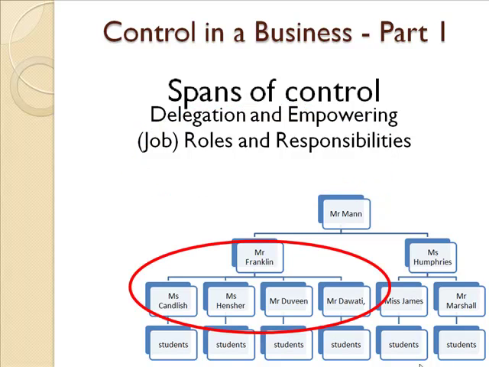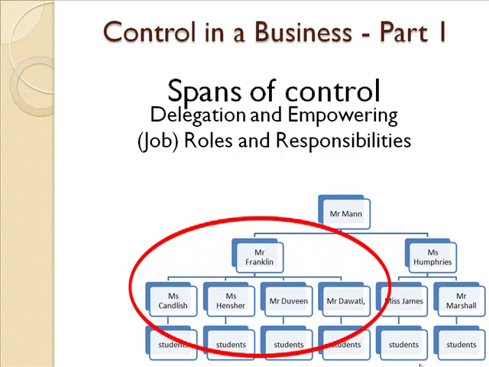A span of control is the amount of people that you are responsible for. So you can see here that in the humanities department, Mr. Franklin is responsible for Ms. Canlish, Ms. Hencher, Mr. Devine and Mr. Dawati. So his span of control is 4. If we include the students in that, and let's say for example each class had 25 students, you'd have 100 students plus 4 staff. So Mr. Franklin's span of control would be 104. A span of control is the amount of people that you are responsible for.